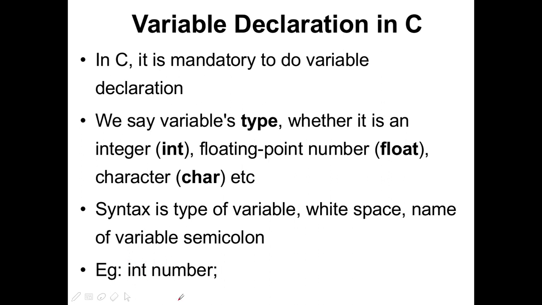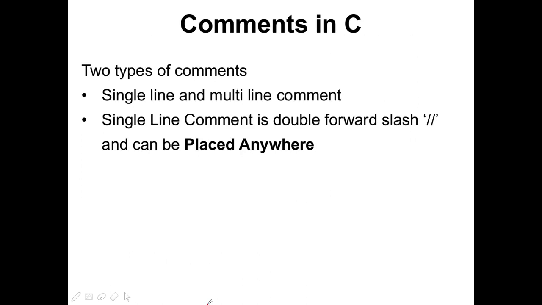Int is the keyword to indicate that I am going to declare an integer variable. Int, space, and then the name of the variable. Here the name of the variable is number, and then a semicolon. Semicolon is a must in C language. Every statement should be terminated by a semicolon, okay.